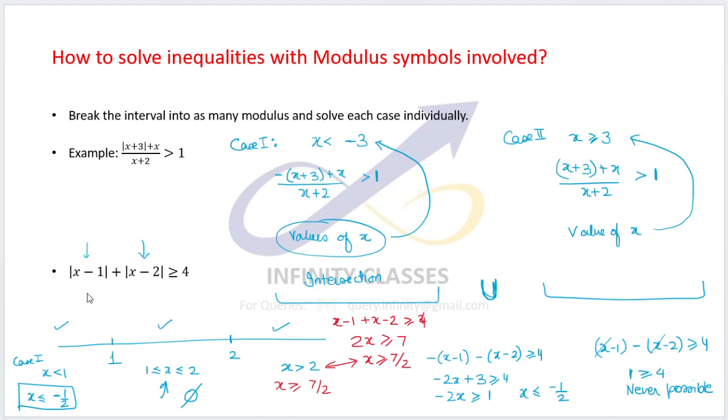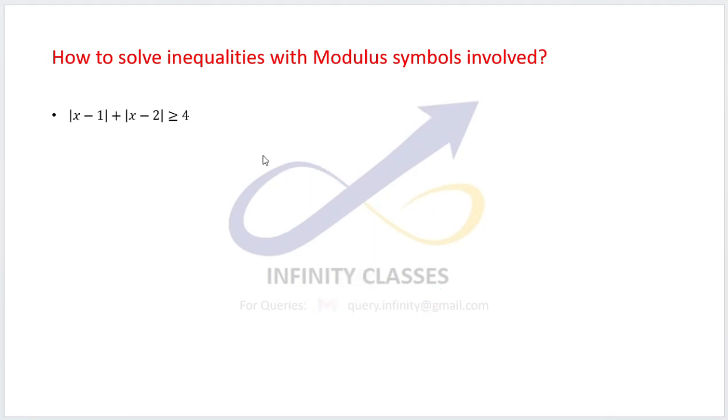So the answer to this problem is x belongs to minus infinity to minus 1 by 2, close bracket because there is an equal to sign, union, and close bracket 7 by 2 to infinity. So this is the solution of this kind of an expression. What we have done is we have broken down into three cases, took the union of the three cases. This case is giving you no solution at all. This case is giving you one solution. This case is giving you one solution. I have taken the union of all of them. So I have actually solved this question already.